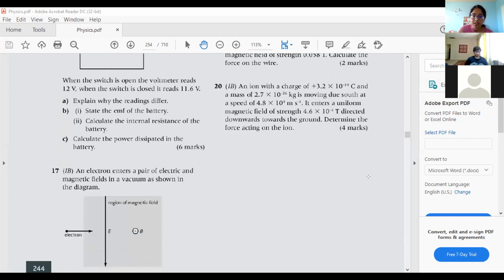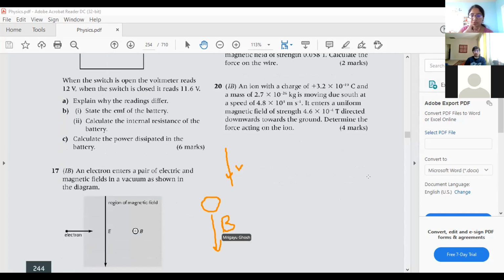Okay, an ion with a charge of 3.2 times 10 to the negative 19 coulombs and a mass is moving due south at a given speed. It enters a uniform magnetic field directed downwards towards the ground. Determine the force acting on the ion. Well, it is 90 degrees, right?